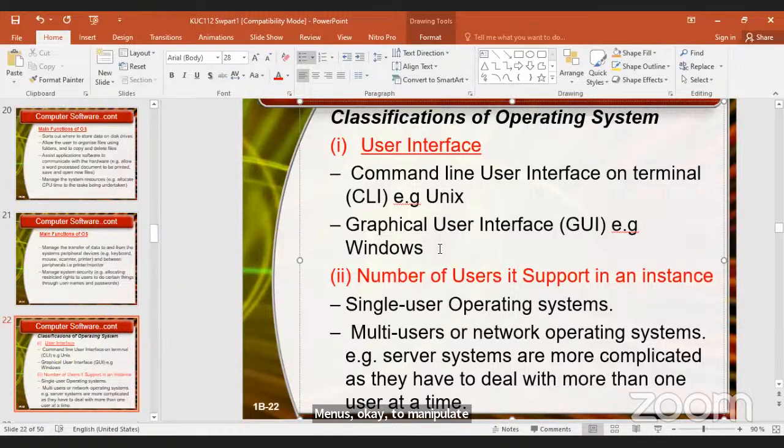Then you have an operating system that allows only one user at a time. These are called single user operating systems. Examples include the Windows that you are using on your laptop, and the smartphone that you are using. Only you can operate it. If you want someone to operate it, you give that person the ownership, right? Then you have multi-user. These are server systems that enable many users to access the same operating system at the same time, right?